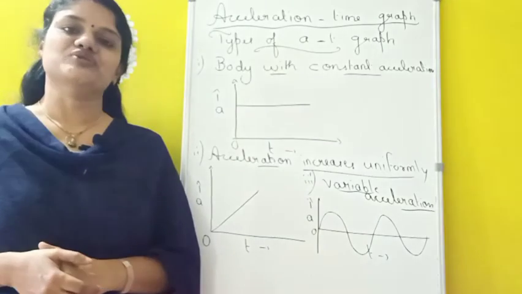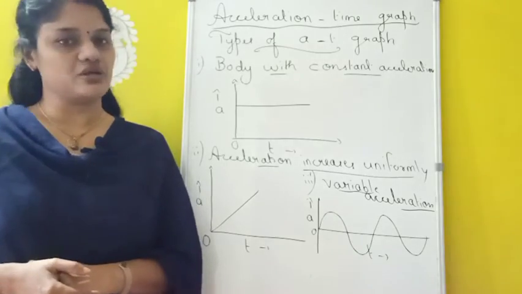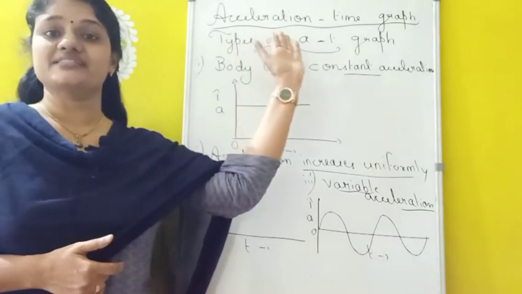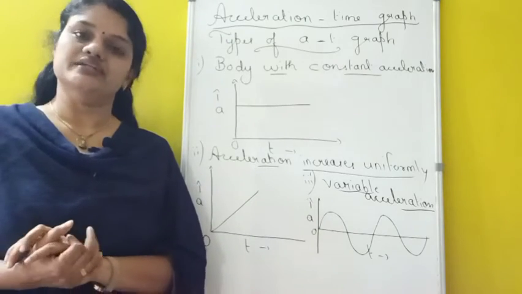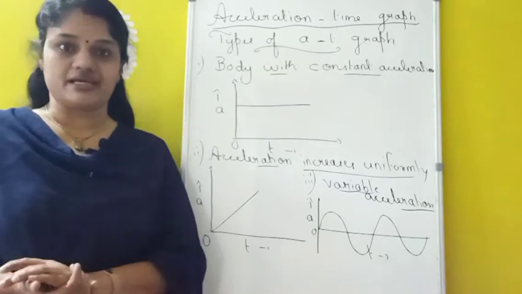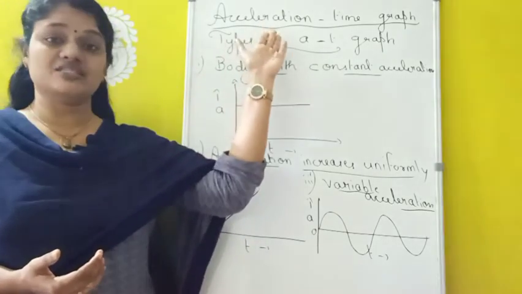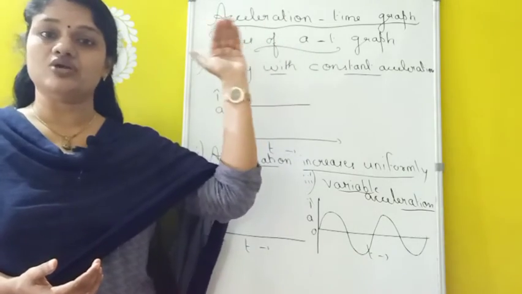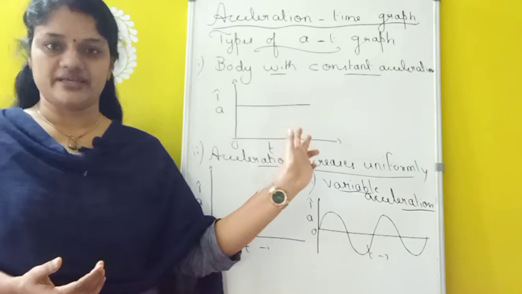Welcome children. Today I am dealing with acceleration time graph and equations of motion. So first one is acceleration time graph. We already studied about distance time graph, displacement time graph, then velocity time graph, speed time graph. Next comes which one? Acceleration time graph. This acceleration time graph is a graph drawn with acceleration along y-axis and time along x-axis.